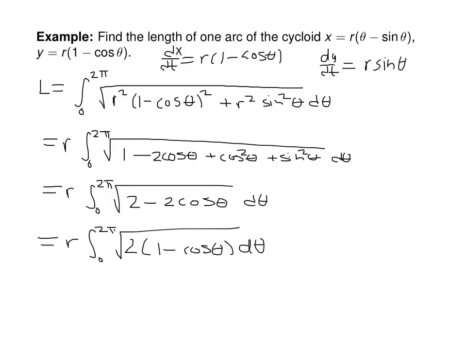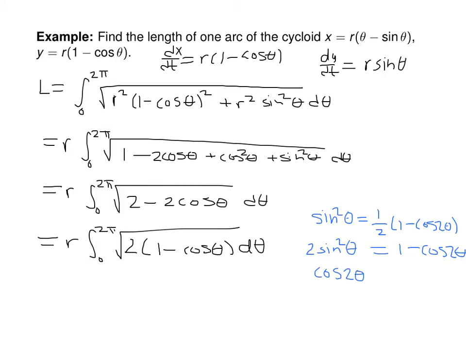And here's where it gets a little bit tricky. Remember that we knew that sine squared of theta is equal to 1/2 times 1 minus cosine 2 theta. So if we solve that for the cosine, we have 2 sine squared theta equals 1 minus cosine of 2 theta, or cosine of 2 theta is equal to 1 minus 2 sine squared theta. Okay, so we got that there. So 1 minus cosine of 2 theta.